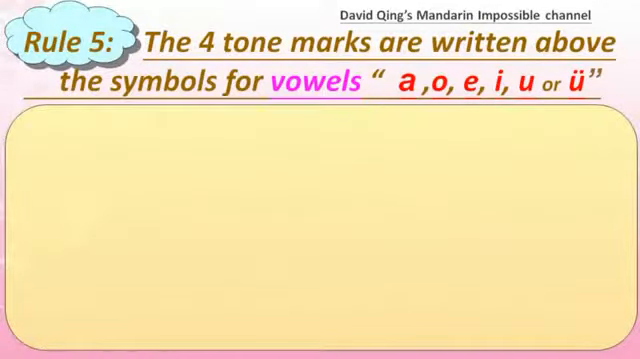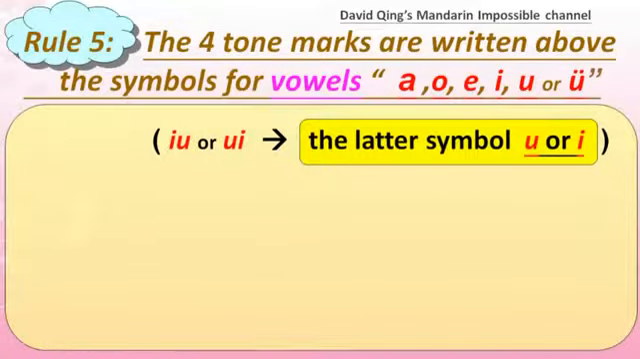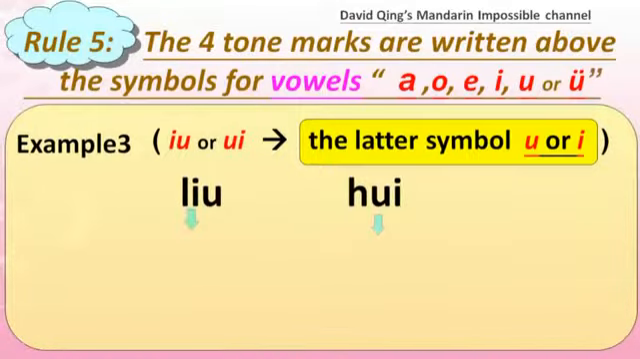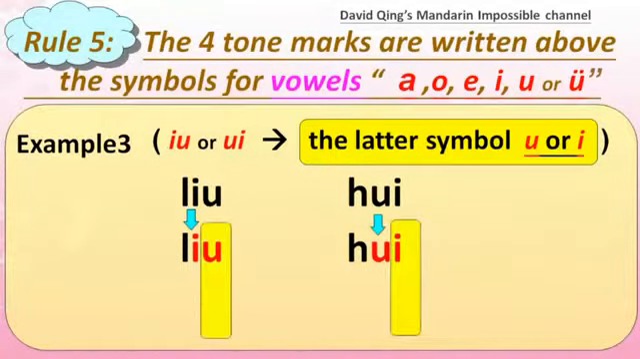Third, please remember that if the vowel contains the symbols i and u together, like yo or wei, always put the tone mark above the letter symbol u or i. For example, the two sounds on the screen contain both symbol E and U together. If you put the tone mark on each sound's letter symbol, it will be marked as you see on the screen.